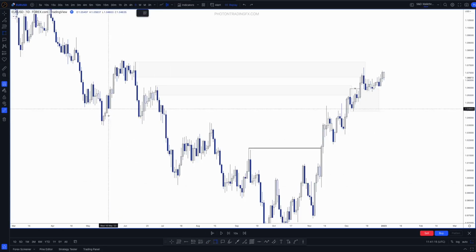So let's draw it on. Is it a valid bit of demand? Well, it was unmitigated. The next candle closed above it. And what did it lead to? It led to a break of structure, right?